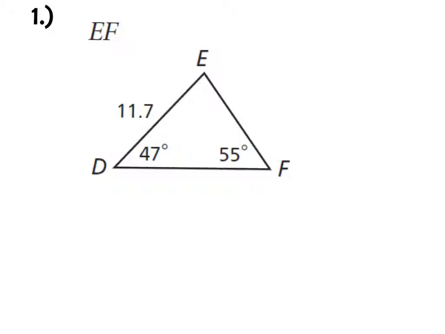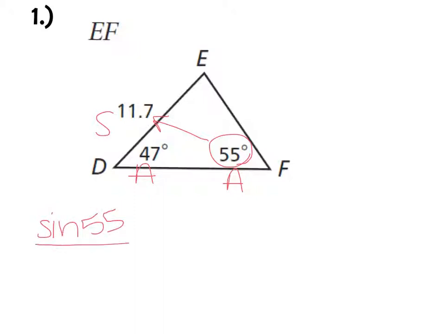All right. So first step is always to label the triangle. Here I have an angle, and a side. So angle, angle, side is a law of sines setup. So here I have the sine of 55 over his buddy, 11.7. Remember, the sides go with the angle that they're across the triangle from. Then I have this guy, sine of 47, and he is going with EF, which is who I'm looking for.